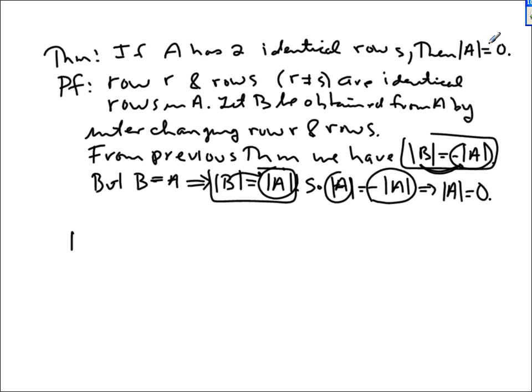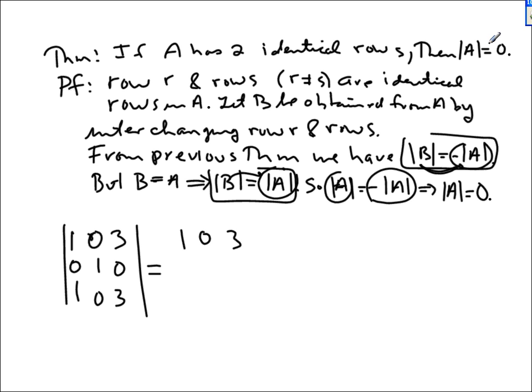Okay, so suppose you have 1, 0, 3, 0, 1, 0, 1, 0, 3. Clearly as can be, the first and third rows are equal. So you just repeat this.